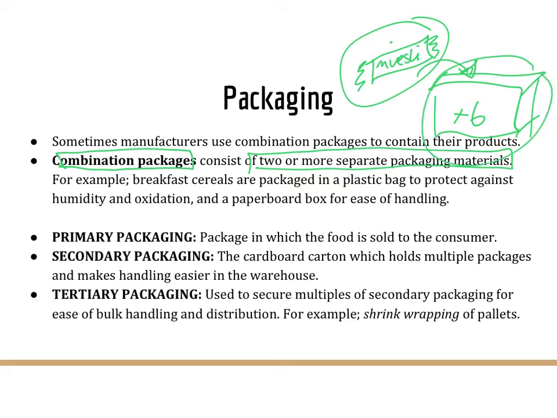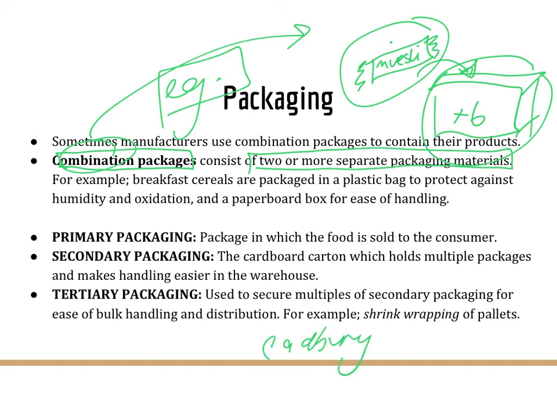So you have that outer cardboard box. So there are 2 types of packaging, which makes this example of muesli bars a combination package. Now, not all food products have this, and companies that are trying to be more sustainable are trying to reduce this. And a really good example of that is Cadbury.